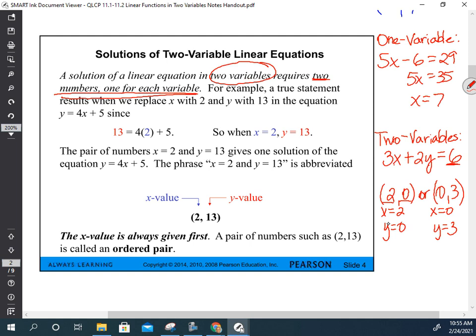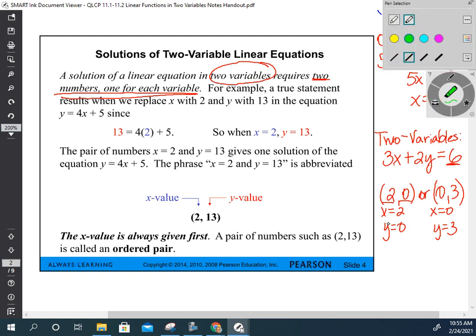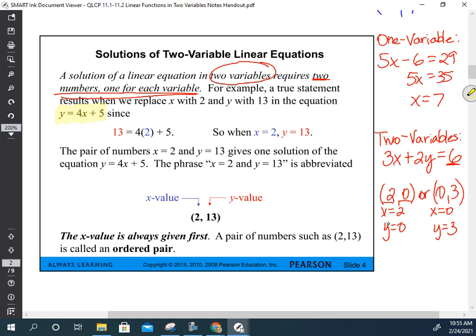So, for the example that they gave in this handout, y equals 4x plus 5. So, since I know Steve will ask this question later, will they always give you an equation? No. It's either they're going to give you an equation to work with, or you're going to have to write it yourself. Later on in this unit, we will learn how to write the equation ourselves. So, since they gave you an equation, we have to figure out the x value and the y value that would work.